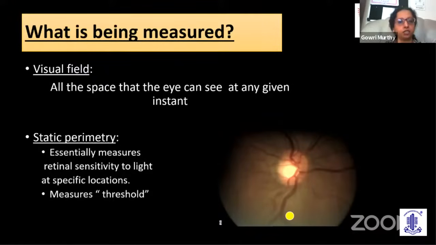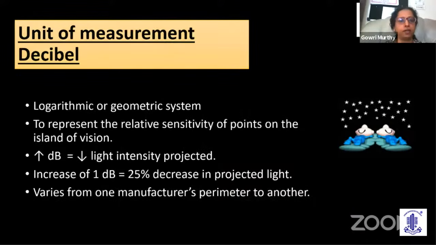What we essentially do is static perimetry, and it measures something known as threshold. The unit of measurement of this is decibel, and it represents the relative sensitivity of points on the island of vision. So the more the decibel, the lesser the light intensity which is projected, and the higher the sensitivity of the retina.